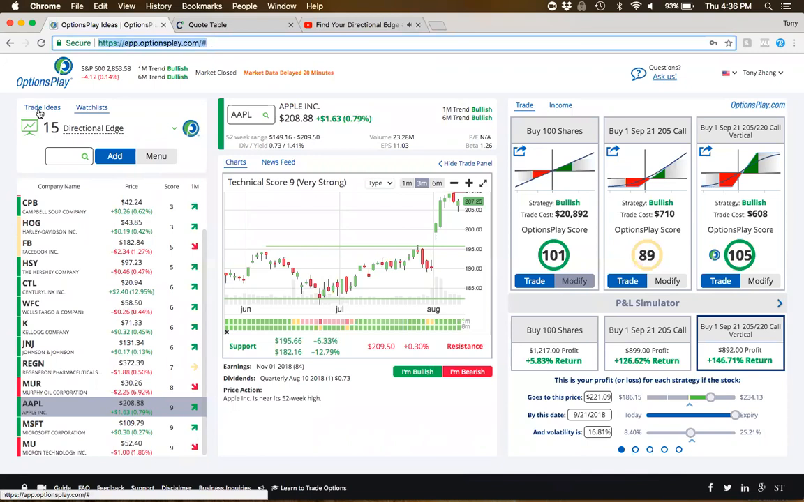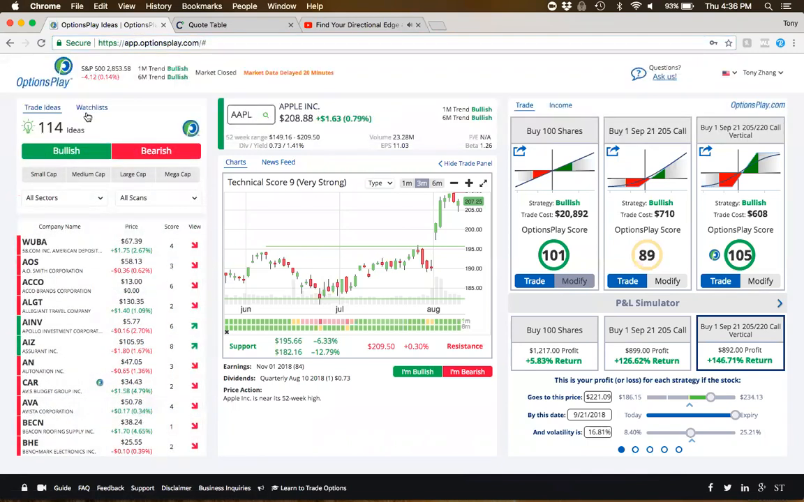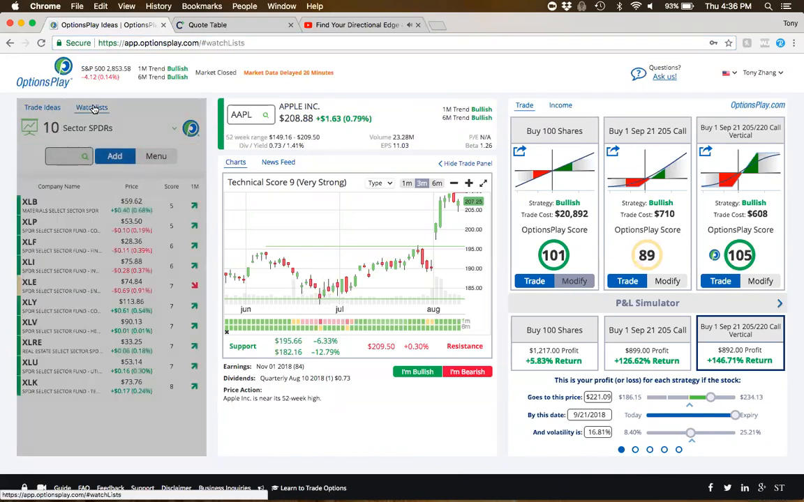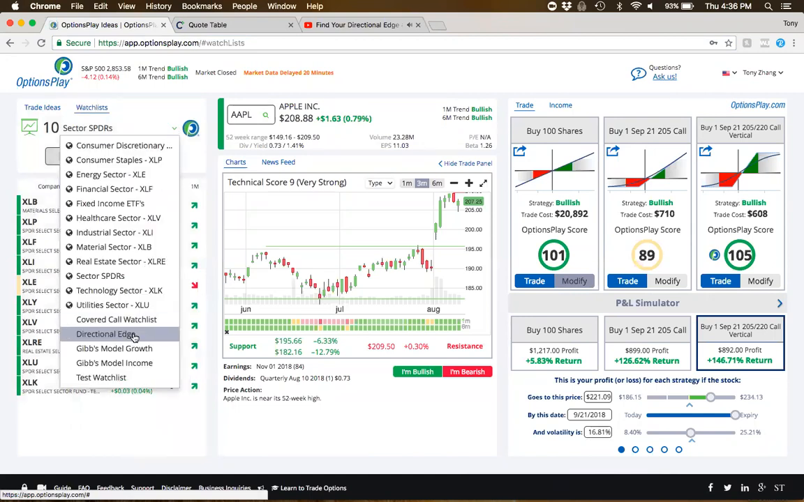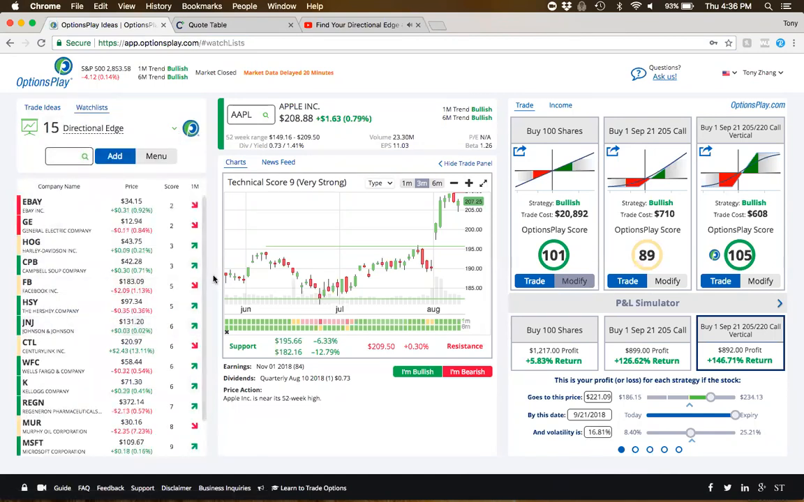So our platform itself is divided into 3 sections. We have our trade ideas and watch list on the left. These are fresh ideas scanned for you every single day, and we have watch lists that are pre-built for you, and you can set up your own watch list, which I'll go over here today. I'm going to use one of our pre-built watch lists that I have for this webinar today.